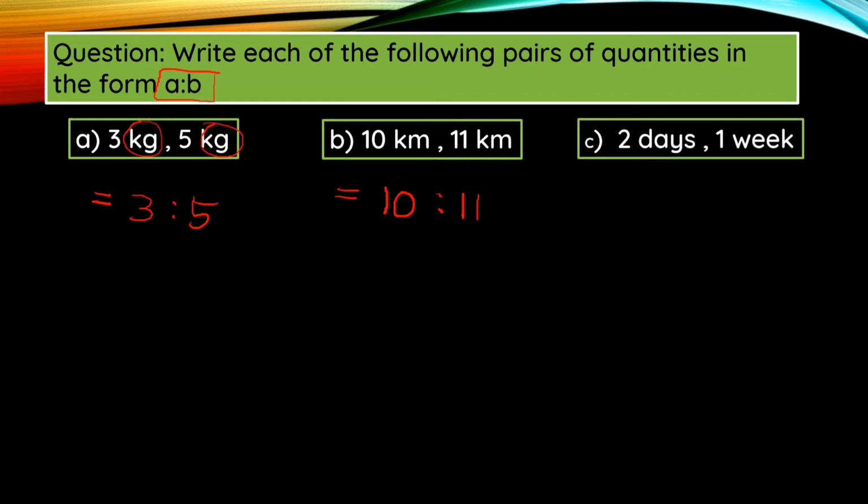Let's look at this. 2 days and 1 week. The units are different. One in days, another one is in week. 2 days cannot be converted to a week, but 1 week can be converted to days. So we can write 2 days ratio 1 week, which is equal to 7 days. So the answer will be 2 ratio 7.